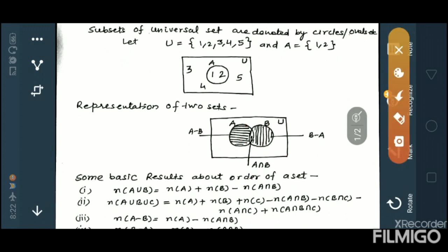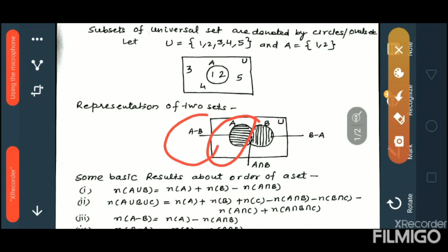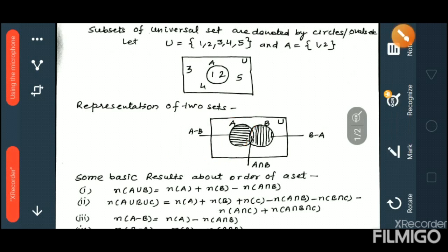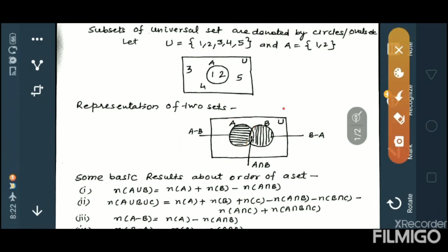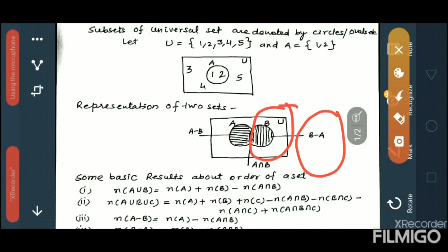Now these horizontal lines in A represent A minus B, meaning those elements of A which are not present in B, and conversely we can represent vertical lines, and these vertical lines represent B minus A, meaning those elements of B which are not present in A.